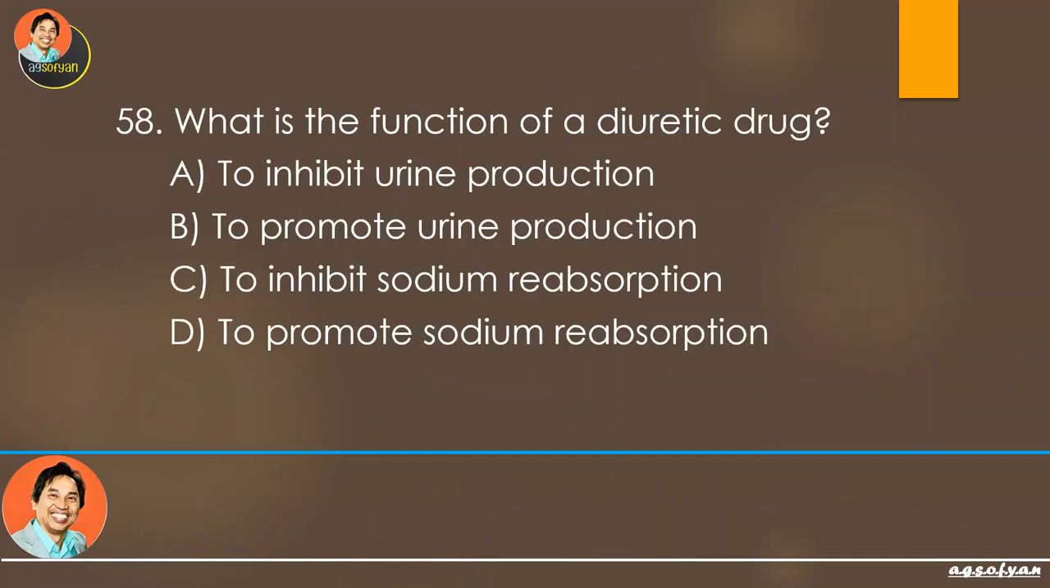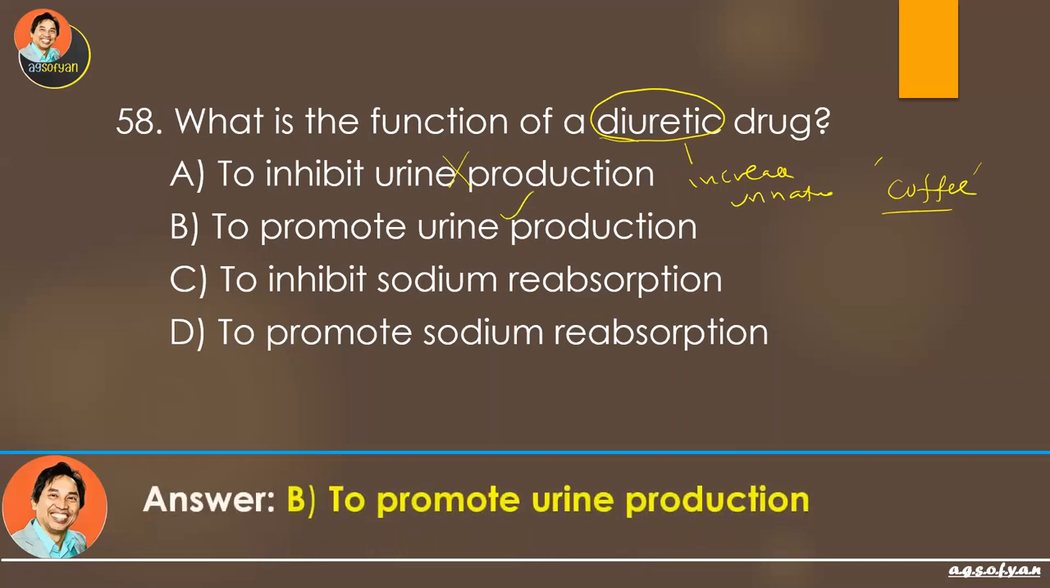What is the function of diuretic drug? Diuretics, again, increase urination. Like coffee, is an example of a diuretic substance, increase the urination. Inhibit urine production is not promoted. Yes, so that should be the answer. Increase urination. So there are some medicines that can be used to increase urination. It's called the diuretic drugs.